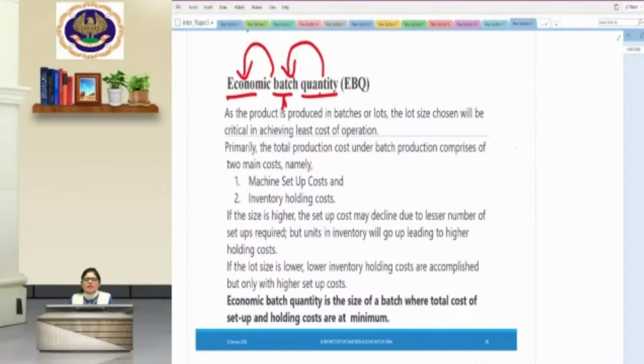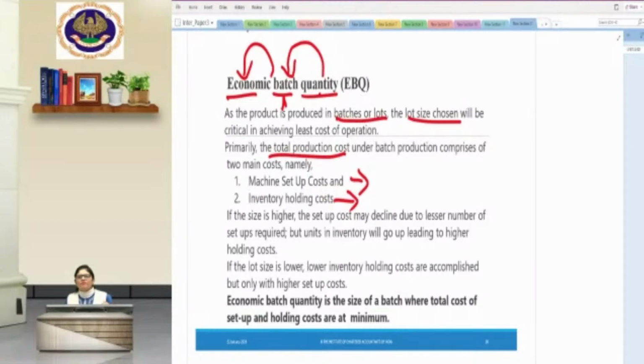All right. So as the product is produced in batches, the lot size chosen will be critical in achieving the total production cost. So the total cost under batch production is machine setup cost and inventory holding cost. Inventory holding cost means whatever you are producing will be in the inventory, in the stock. So it carries maintenance, it carries the holding cost.